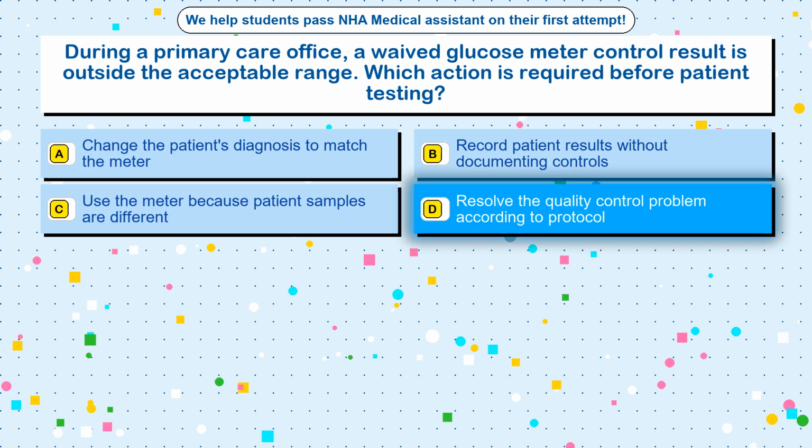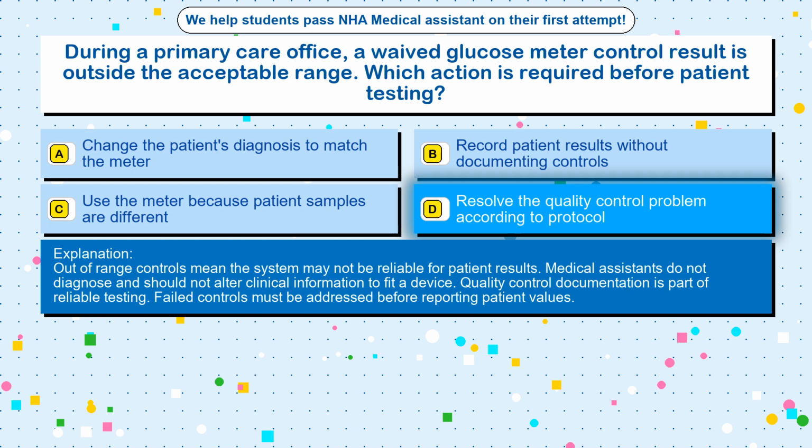The correct answer is option D. Resolve the quality control problem according to protocol. Out-of-range controls mean the system may not be reliable for patient results. Medical assistants do not diagnose and should not alter clinical information to fit a device. Quality control documentation is part of reliable testing. Failed controls must be addressed before reporting patient values.